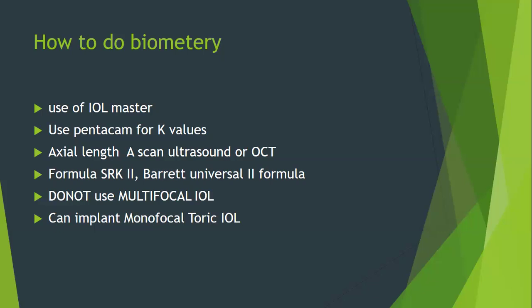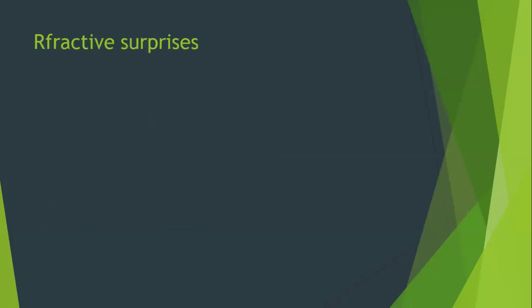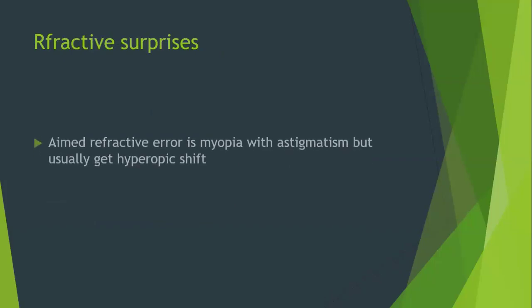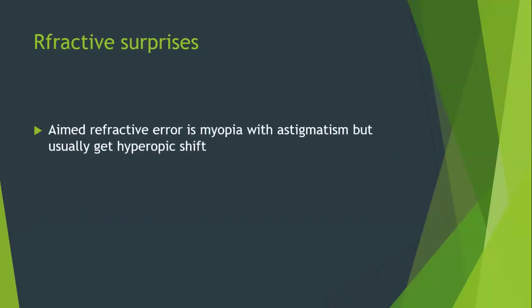So if you use multifocal IOL, that will cause intractable distortions and the patient will be miserable. However, you can use monofocal toric IOL. Despite doing everything, results may not be very good. There can be refractive surprises. Be prepared for that. Aimed refractive error is myopia with some astigmatism because the patient is used to living with that. But usually we may get a hyperopic shift. So by taking all those measures, we can try, but we cannot promise that.